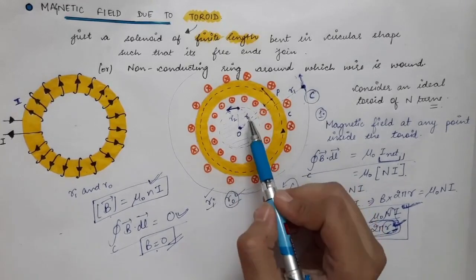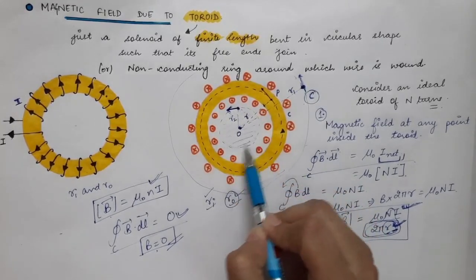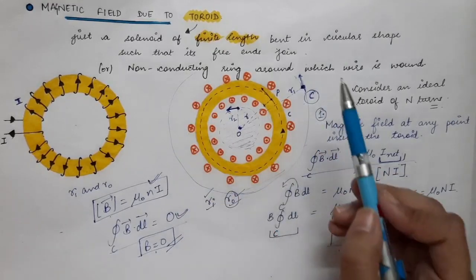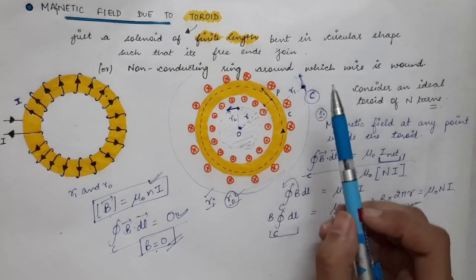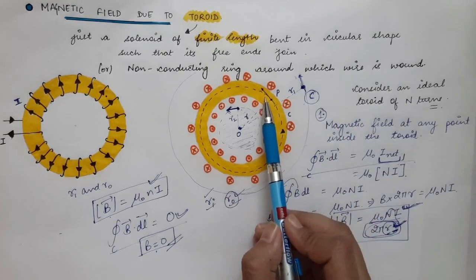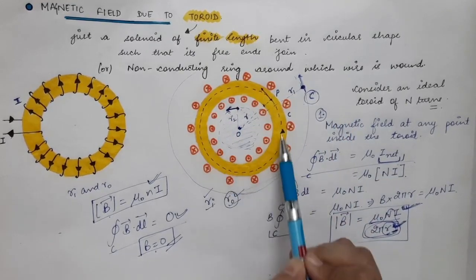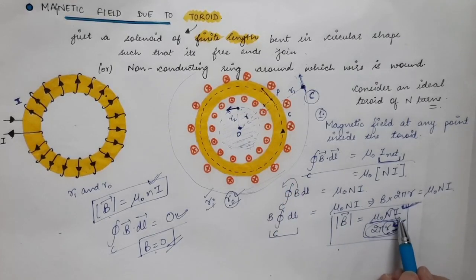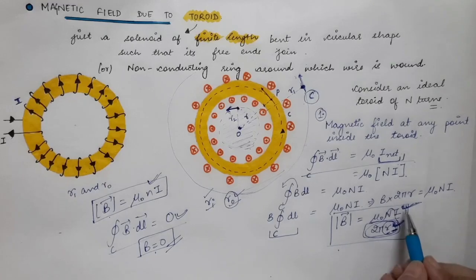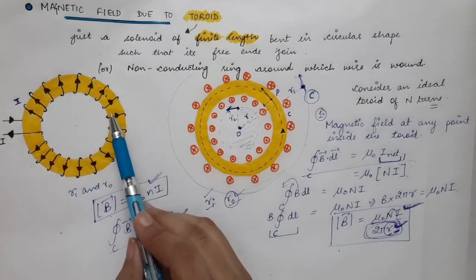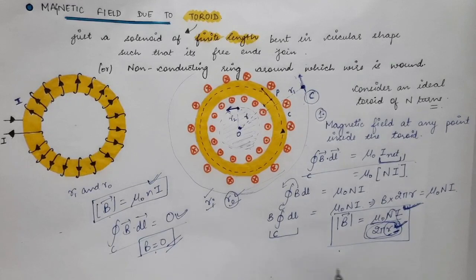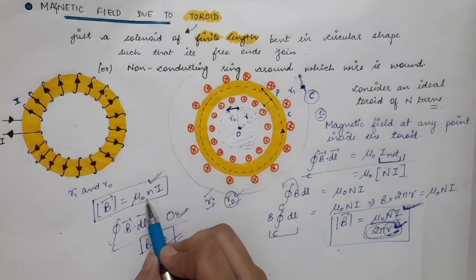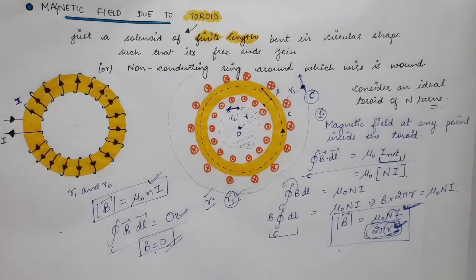So magnetic field at all the points which are present over here and at all the points which are present outside the toroid is equal to 0, and magnetic field is finite only at the points which are present inside the toroid, and that magnetic field is given by mu naught capital N into I divided by 2 pi r. And if the cross section of the toroid is very small, in that case magnetic field will come out to be equal to mu naught n into I, where n is the number of turns in unit length of the toroid.